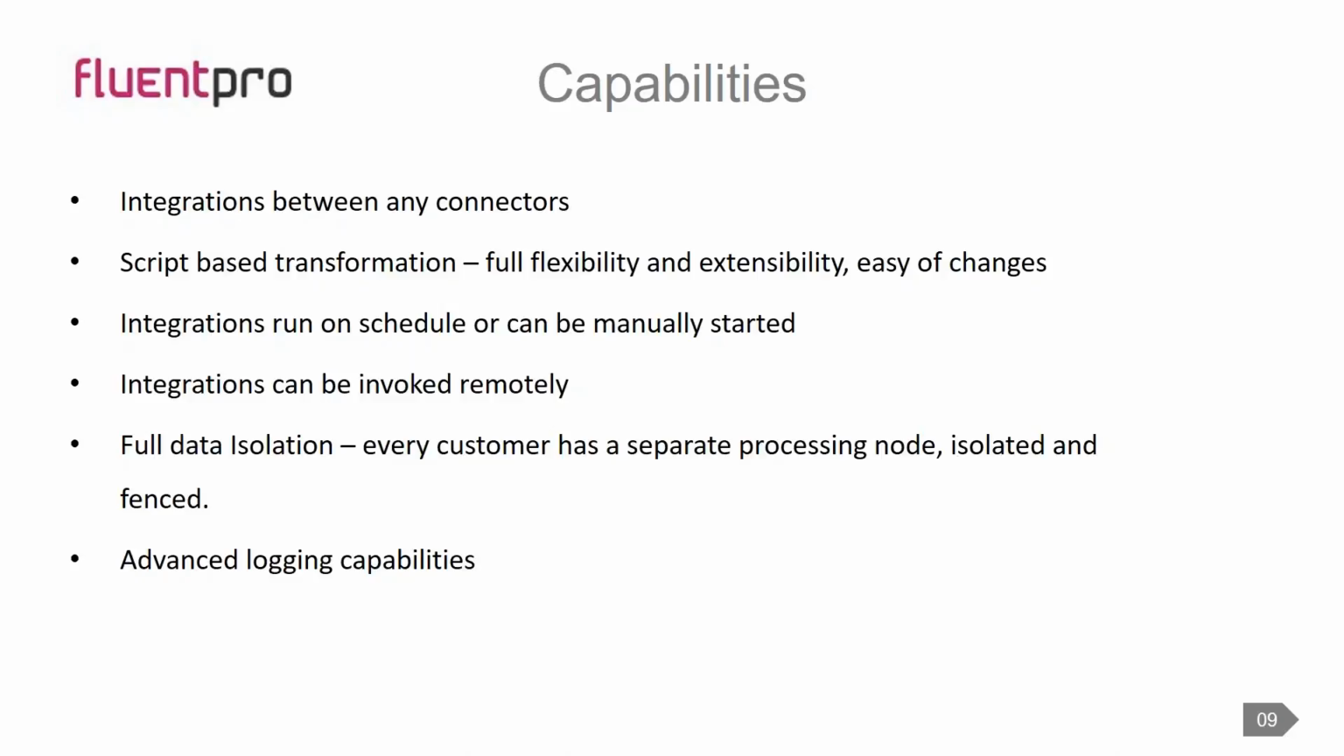One of the very important aspects that we did in Integration Hub is that we have full data isolation. It means that every customer has a totally separate processing node that handles all of its information, that does the transformation, that accesses the data. So there is nothing shared. It's fully isolated, fully fenced, and it lives in a separate, I wouldn't call it a sandbox, but a separate box, which is completely isolated from the outside world. It's done for security.